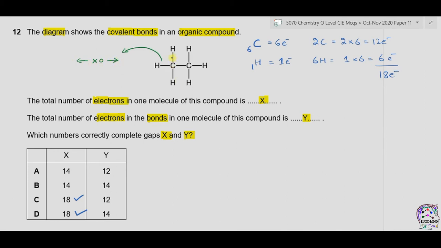As we can see, there are 6 bonds between carbon and hydrogen and 1 bond between carbon and carbon. So in total we have 7 single covalent bonds. The number of electrons in one covalent bond is 2. So 7 into 2 would be equal to 14 electrons in bonds. The answer is therefore D.